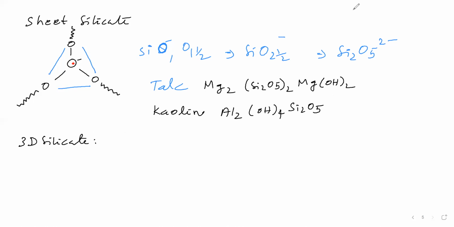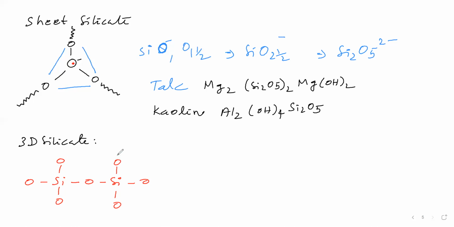3-dimensional silicate, in the sense of how we will write it. This is one silicon atom. This silicon atom is bonding with 4 other oxygen atoms with single bonds. This oxygen is bonding with 2 other silicon atoms with single bonds, like this. So each silicon is bonding with 4 oxygens by single bonds. Each oxygen is bonding with 2 silicon atoms by single bonds.